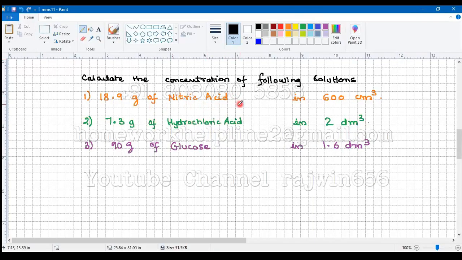Okay, the formula of nitric acid is HNO3. Hydrochloric acid is HCl. Glucose, the formula is C6H12O6.